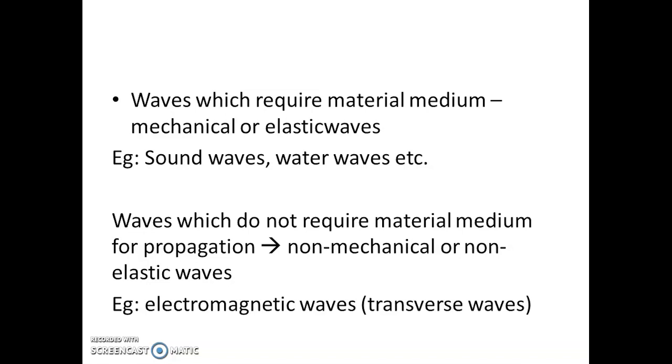However, there is another category of waves which do not require a material medium for their propagation. Examples are electromagnetic waves: radio waves, X-rays, light rays, etc. are examples of electromagnetic waves. They are called non-mechanical waves or non-elastic waves because they do not require a material medium for their propagation.